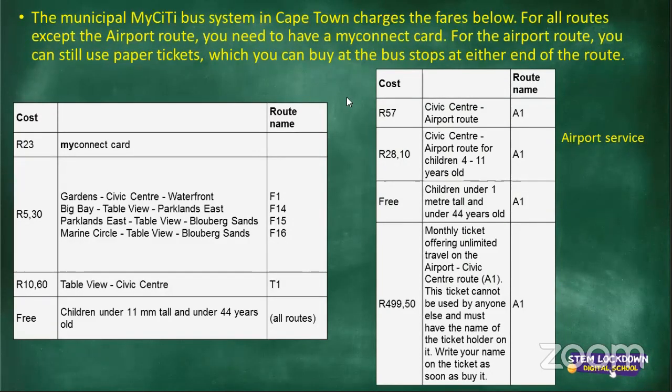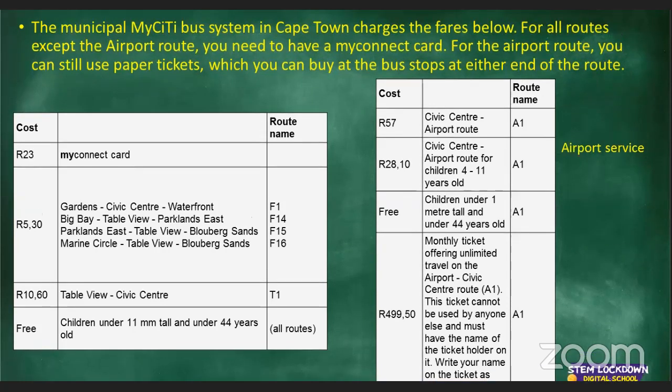So the first example here is the MyCiti bus system in Cape Town, which charges the fares below. For all routes except the airport route, you need to have a MyConnect card. For the airport route, you can still use paper tickets, which you can buy at the bus stops at either end of the route.